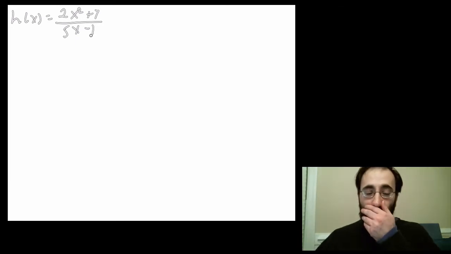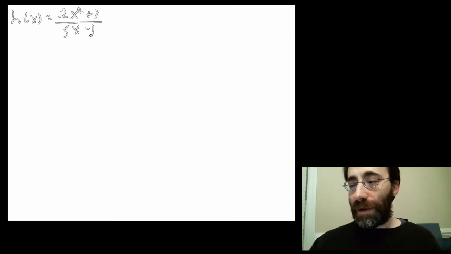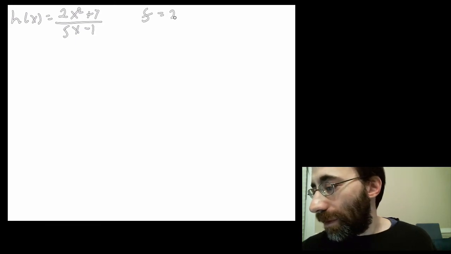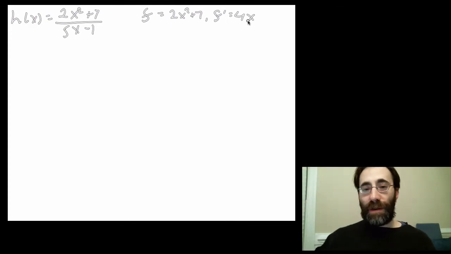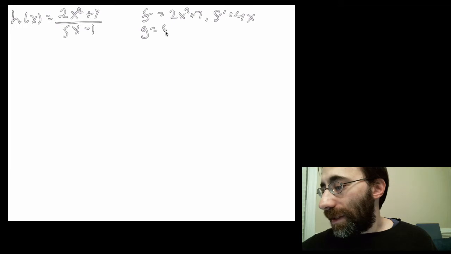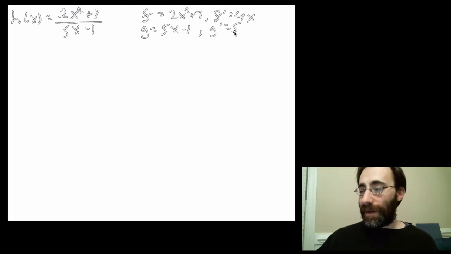So now we can use the quotient rule or the product rule. Let's start by using the quotient rule. So for the quotient rule, the f is on top, the g is on the bottom. We'll need the derivatives of each. So we'll have f equals 2x squared plus 7, and the derivative of f will be 4x. Right, again, we pull the 2 down, x squared, the derivative of that is 2x. 2x times 2 is 4x. g is the bottom in this case, 5x minus 1. Its derivative is just 5, because the derivative of x is 1. 1 times 5 is 5.